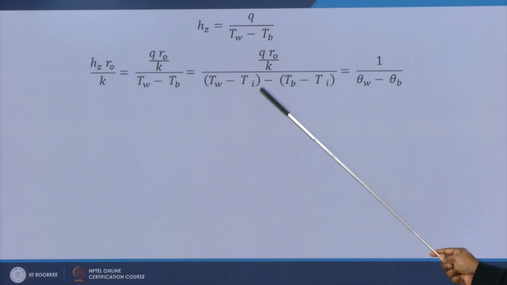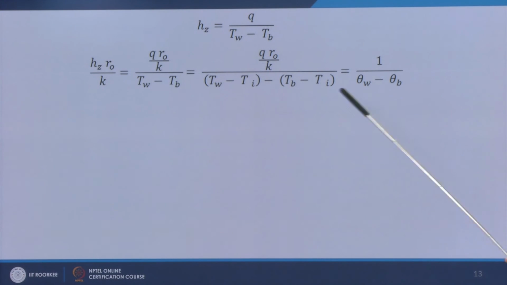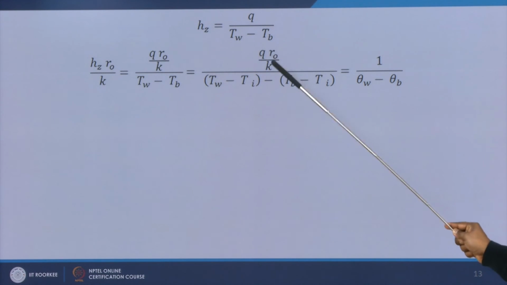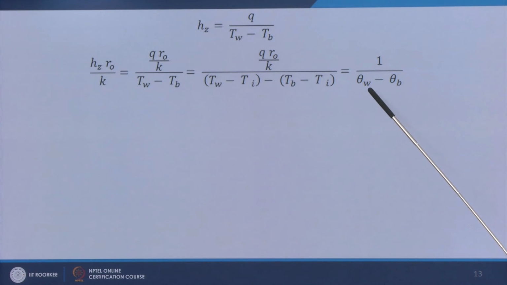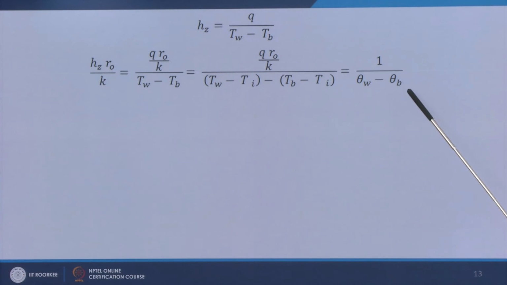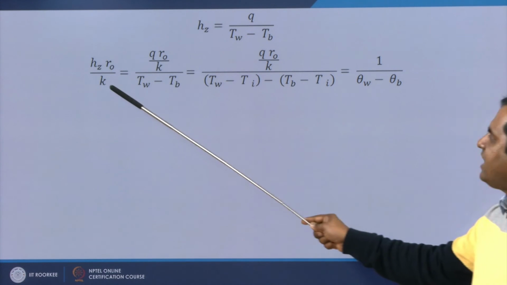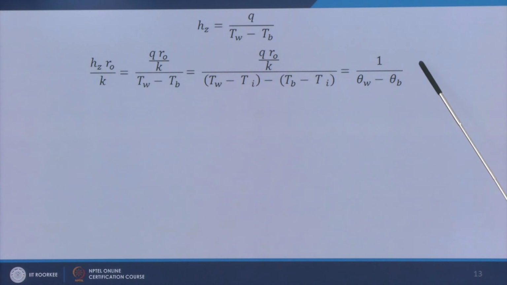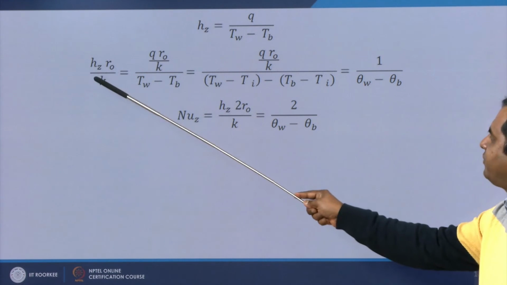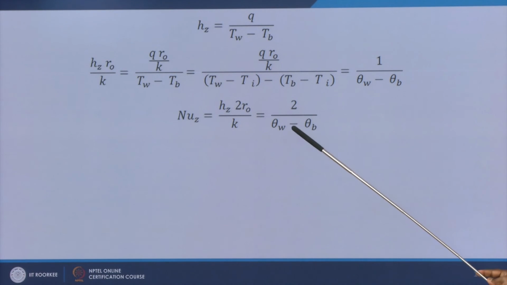So now this can be written as theta w, and this can be written as theta b, because Tw minus Ti by Q R0 by K is nothing but theta w, and Tb minus Ti by Q R0 by K is theta b. Okay. So we get H R0 by K is nothing but 1 by theta w minus theta b. Okay. Proceeding further, Nusselt number will be nothing but 2 into this factor. So this becomes 2 by theta w minus theta b. Okay.